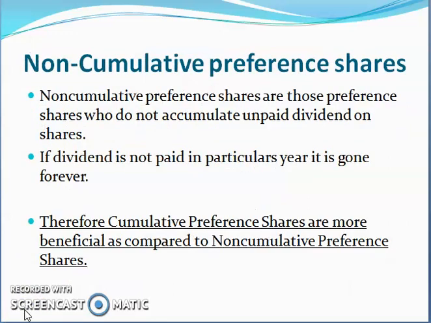On the other hand, we have non-cumulative preference shares. Non-cumulative preference shares are those preference shares which do not accumulate unpaid dividend on shares. If dividend is not paid in a particular year or years, it is gone forever. Of course, cumulative preference shares are far more beneficial than non-cumulative ones.